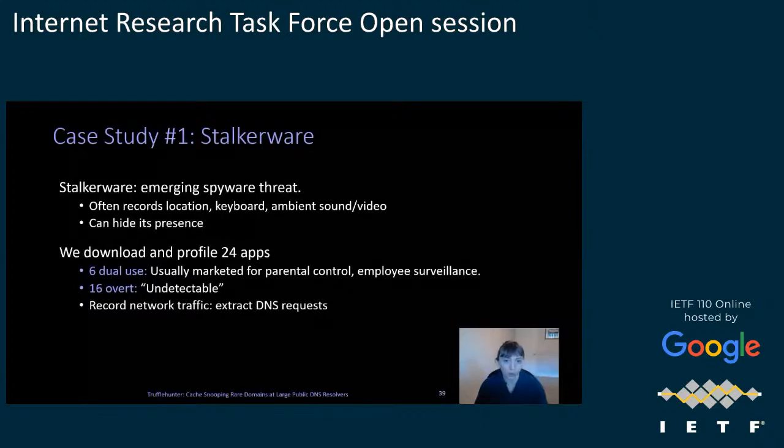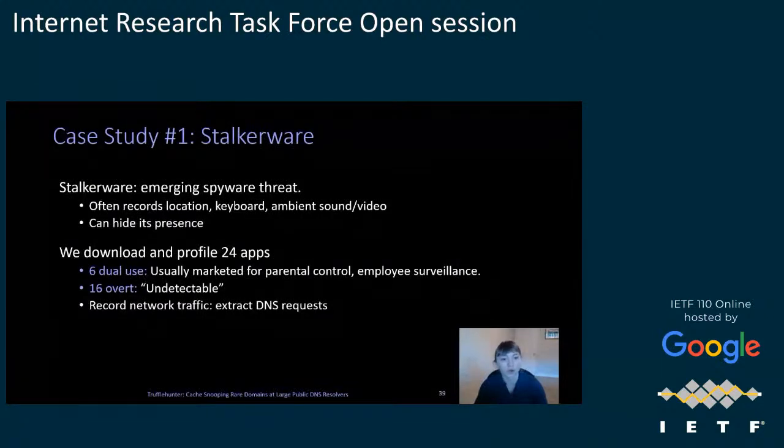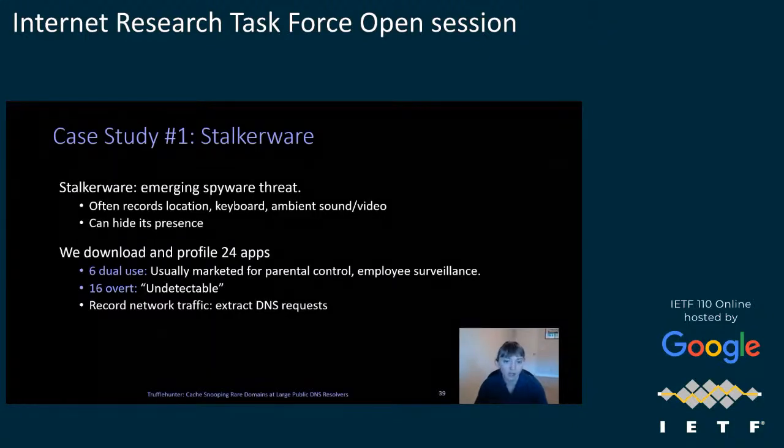First of all, let's talk about stalkerware. If you haven't heard the term before, it's kind of this emerging spyware threat. It's this software that can be installed on a target's device, usually a phone, or a desktop computer, and it tracks them. It can record location. It often has keyloggers to record texts, social media, browsing history, things like that. And oftentimes it can record ambient sound and video of the device as well. And it can hide its presence on the device. So even if you are downloading it on an Android phone, which ought to tell you how many apps and what types are installed on it, it can hide its icon so that you can't tell it's there.